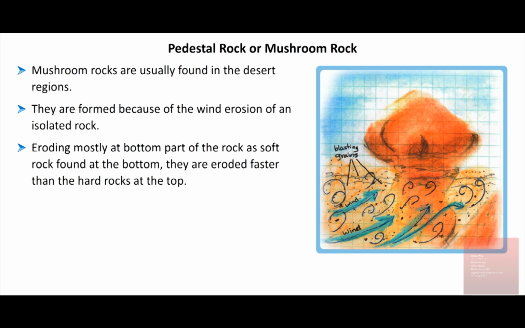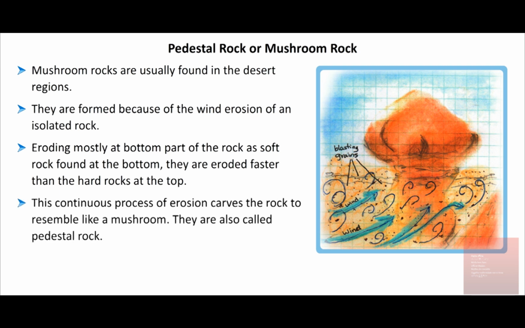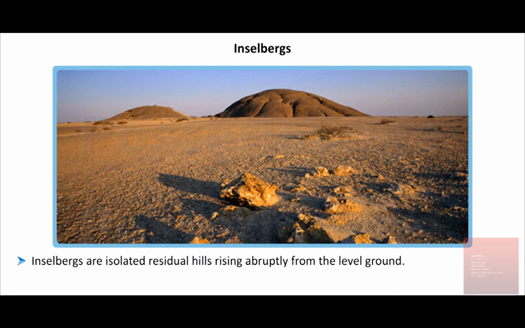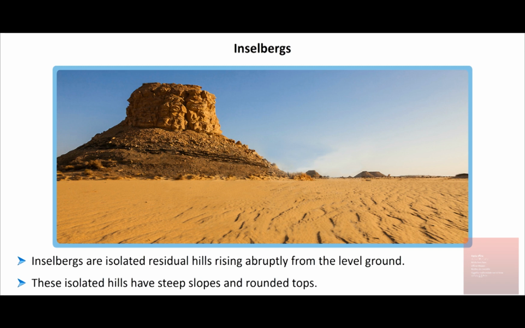Eroding mostly at the bottom part of the rocks, as soft rock is found at the bottom, they are eroded faster than the hard rocks at the top. This continuous process of erosion carves the rock to resemble a mushroom. They are also called pedestal rock. Inselbergs are isolated residual hills rising abruptly from the level ground. These isolated hills have steep slopes and rounded tops.